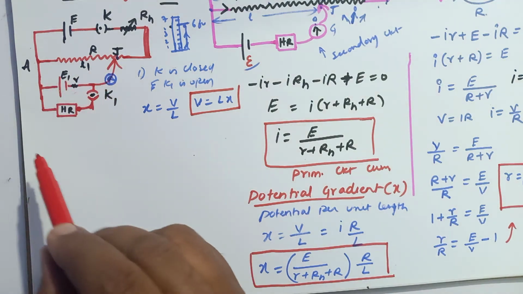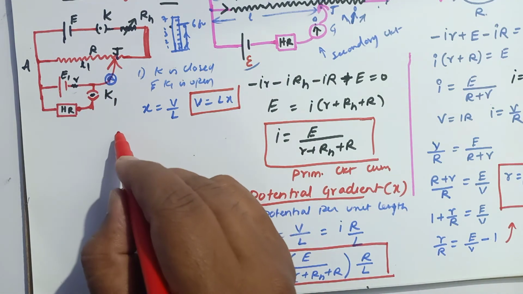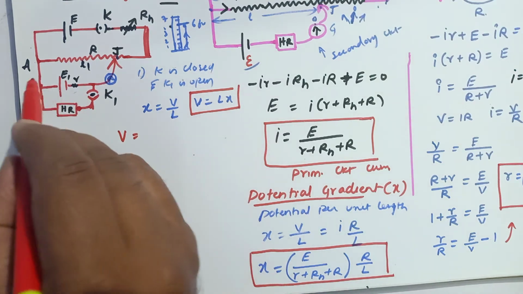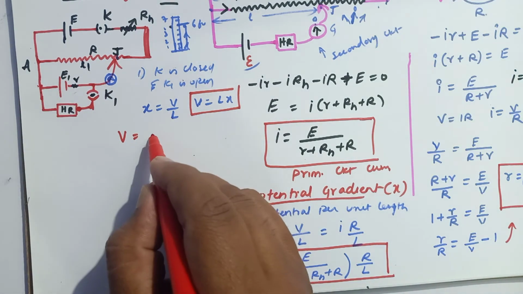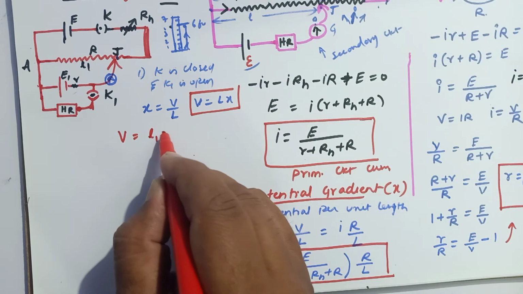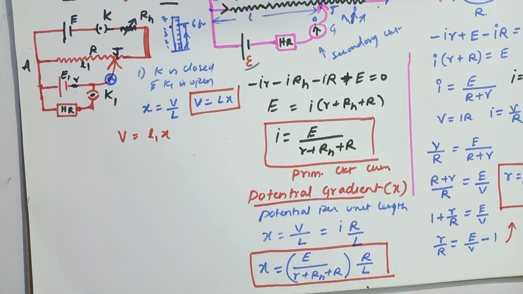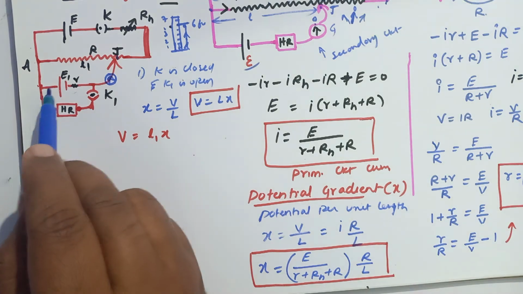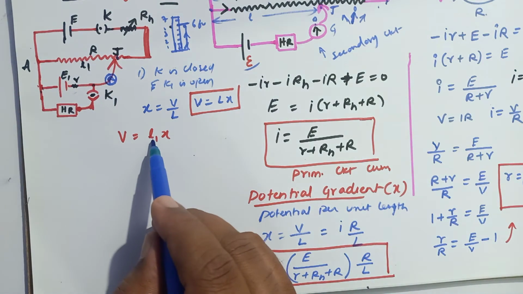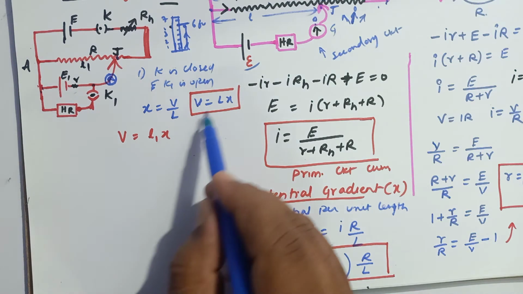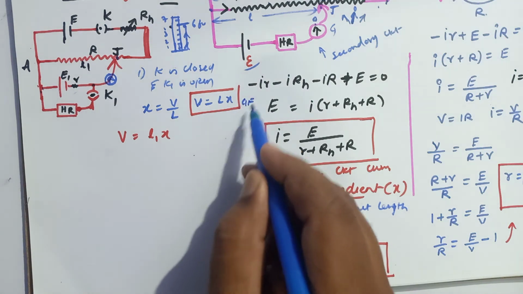But in this case, balancing length is L1. Therefore, we have to write the potential difference between these two ends, that is V, as L1 into X. That you have to remember, L1 into X here. Because potential difference is considered among these two ends of the circuit, it is taken as L1 into X in this case. This is a general formula.